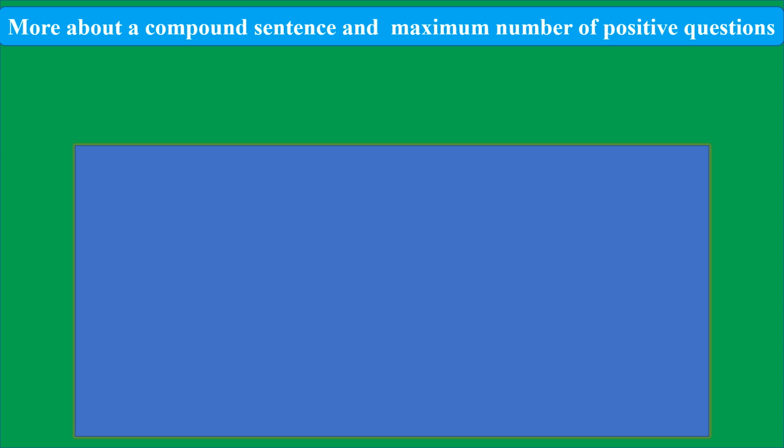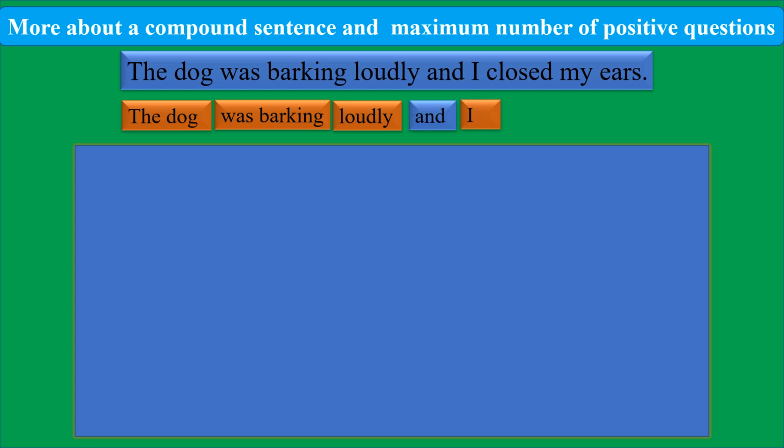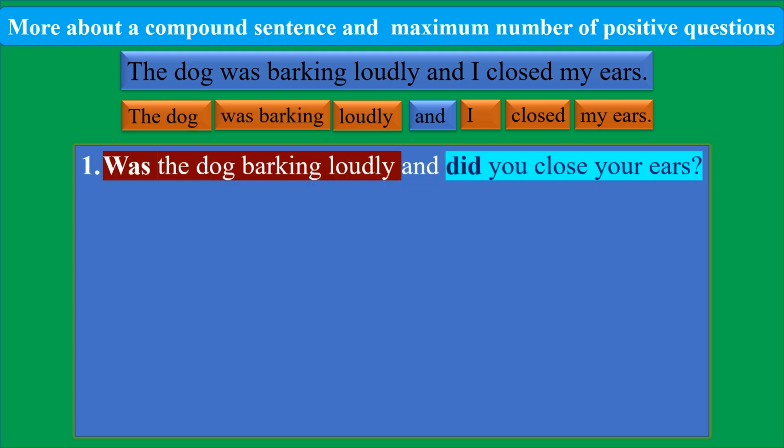More about a compound sentence and the maximum number of possible questions. The dog was barking loudly and I closed my ears. The dog was barking loudly, 3 chunks, and I closed my ears. So 9 questions should be possible. Now here I am not going to tell you the question of the first clause and the question of the second clause, you can just observe.